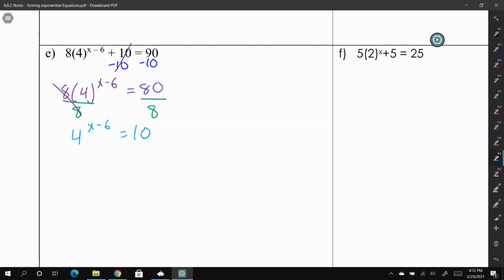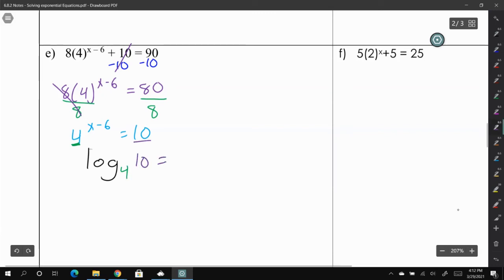Now we can go and change this from exponent to log form. So we'll change this to log base 4 of 10 equals our exponent, which is x minus 6. So we're going to have to deal with that minus 6 once we use our change of base formula.